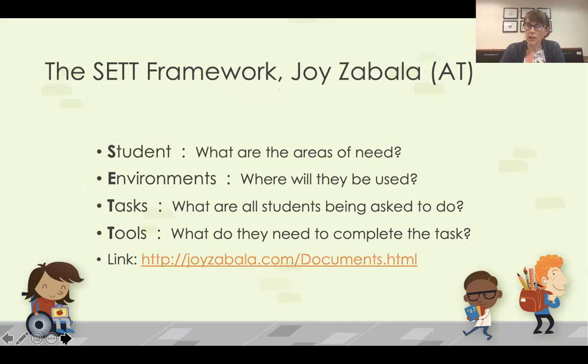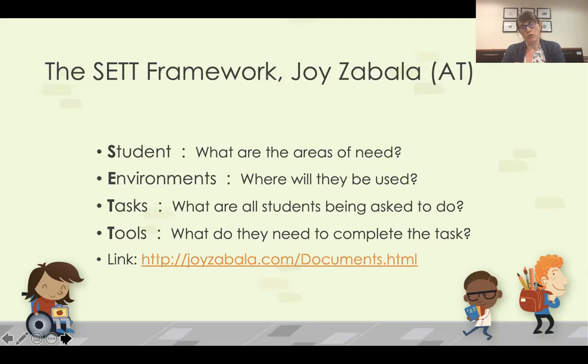The second one is the SET framework, which stands for Student, Environment, Tasks, and Tools. Pretty easy, right? You're in your classroom, which is your environment. Your tasks are the academic tasks. What are the tools the students are using to do those tasks? Maybe it's technology, maybe it's not. And then the student: what are their areas of need and what are their skills? Similar to occupational therapy, with the SET framework you'd look at all these different areas and decide, as an OT, which of these areas I need to intervene in, if not all of them. Assistive technology tends to focus more on the tools.